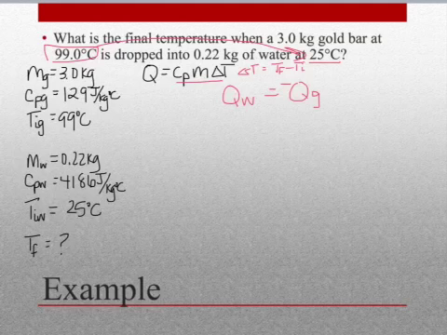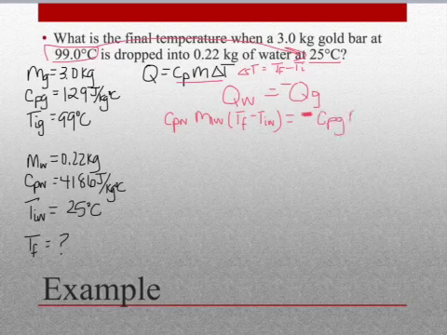So let's rewrite this out now. So Q of water becomes the CP of water times the mass of water, now times our final temperature, which is the same for both, minus our initial temperature of water. And that will equal our negative, there we go, negative CP for gold times the mass of our gold. And now our change in temperature will be the final temperature minus our initial temperature of the gold.